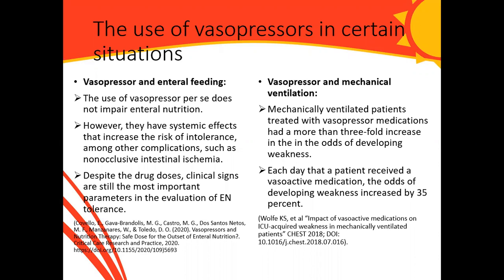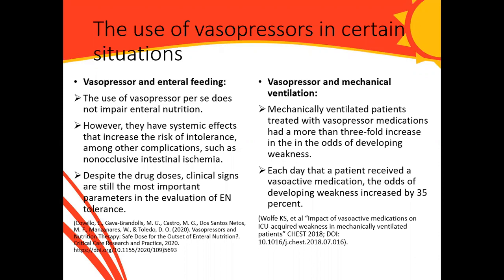But a lot of times when we are doing multi-organ support, patients are on vasopressor, patients are on mechanical ventilation, but we have a 3-fold increase in this patient developing ICU-acquired muscle weakness. So each day that a patient receives a vasoactive medication, the odds of developing muscle weakness increased by 35%. This is interesting for us to consider. Maybe we should look at patients who are on mechanical ventilator who do not require vasopressor treatment, and those who require it, and see how many of them develop muscle weakness after 1 week. It may be something interesting to look at.